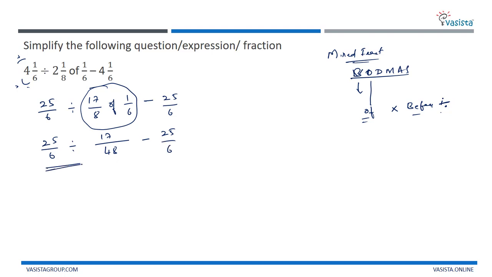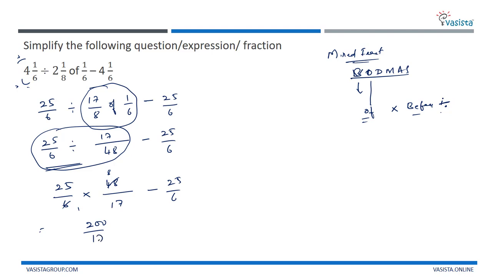Now what we need to do here, we have to go with the division. So how are you going to divide? That is 25 by 6. Division will become multiplication, and the denominator goes to the numerator, and the numerator comes to the denominator, minus 25 by 6. Now 6 1s are 6, 8 6s are 48. Now multiply this: 25 8s are 200 by 17 minus 25 by 6.